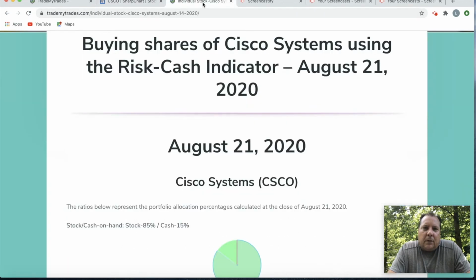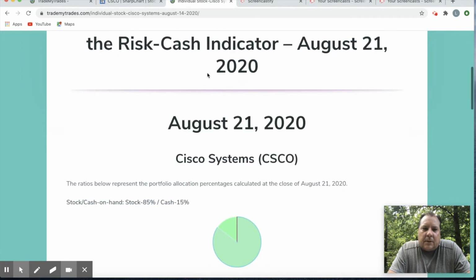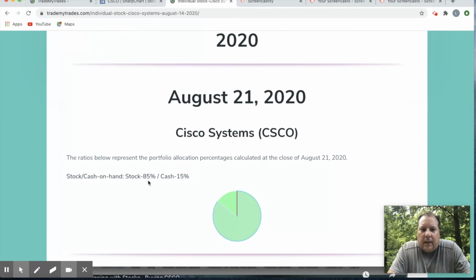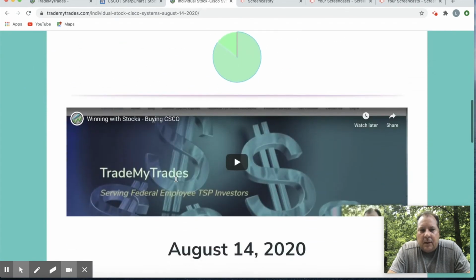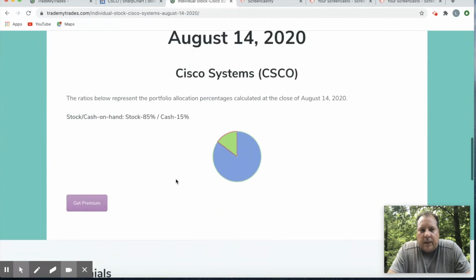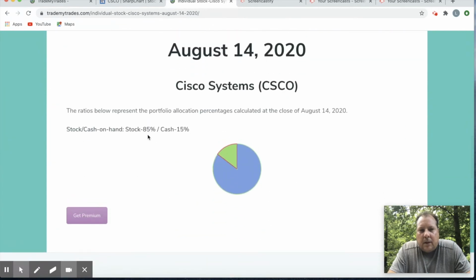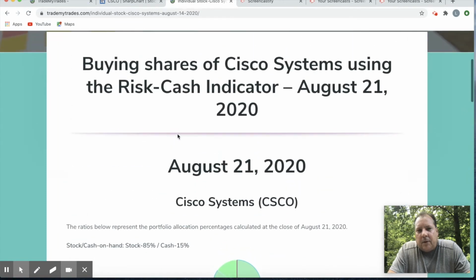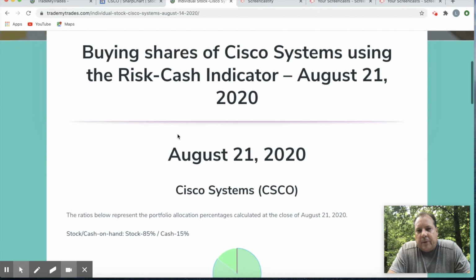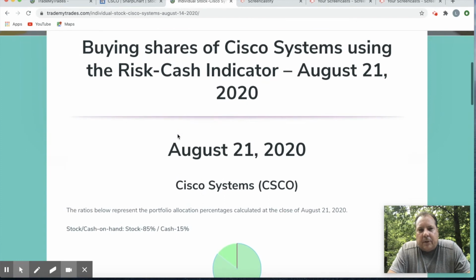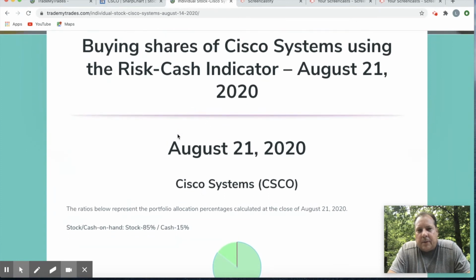If you go to the website, I think I posted this earlier today, Cisco Systems August 21st closing. Again, it was at 85% risk, 15% cash. Last week, the 14th, I posted 85% risk and 15% cash. Guys, I'm going to keep following up with you on Cisco until it makes a move and we have an opportunity to take some off the table and put some in our cash pool, so you can see how that adjusts. It's kind of fun.